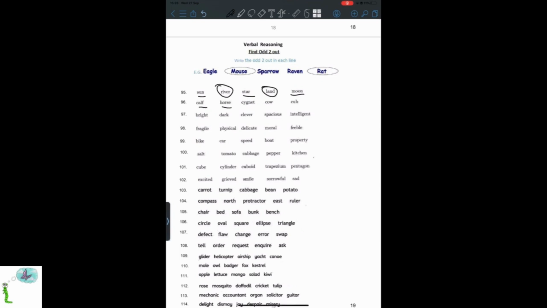Calf, horse, cygnet, I don't know how you say that. Cow, cub. So I don't actually know what this word means, but what I can assume, calf and cub are both baby versions of an animal. Horse and cow are big versions of an animal. So the odd ones out are either going to be an animal or a baby version of an animal. I'm going to assume it's a baby version of an animal, so it's going to be horse and cow. I'll just double check what that means.